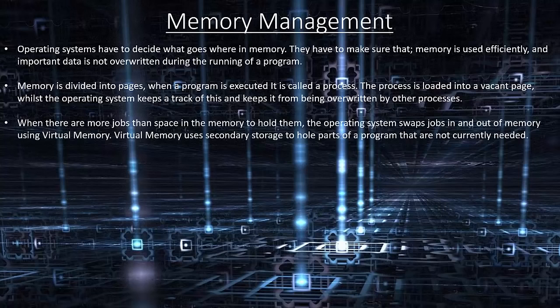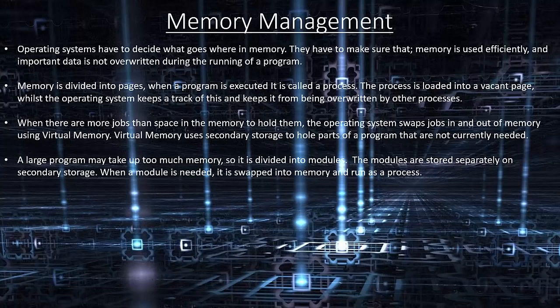When there are more jobs than space in the memory to hold them, the operating system swaps jobs in and out of memory using virtual memory. Virtual memory uses secondary storage to hold parts of a program that are not currently needed. A large program may take up too much memory, so it is divided into modules. The modules are stored separately on secondary storage. When a module is needed, it is swapped into memory and run as a process.